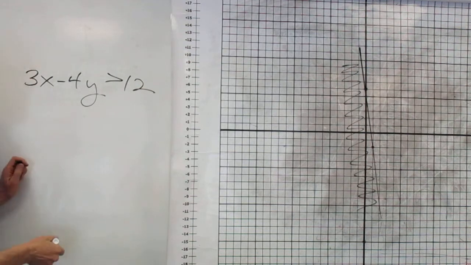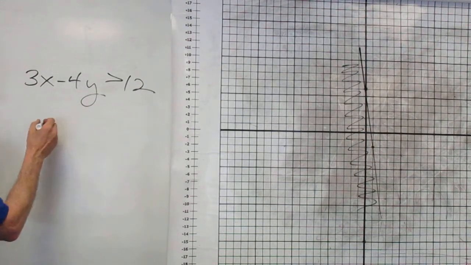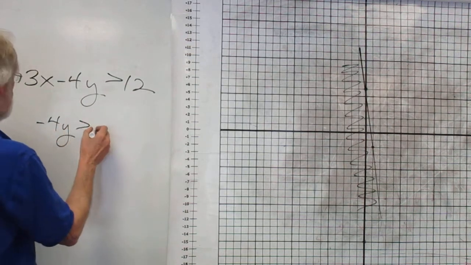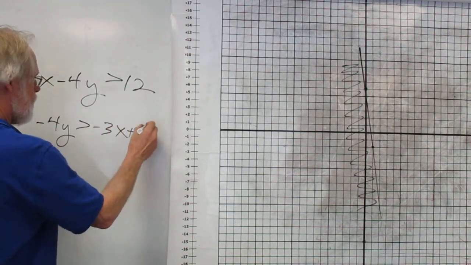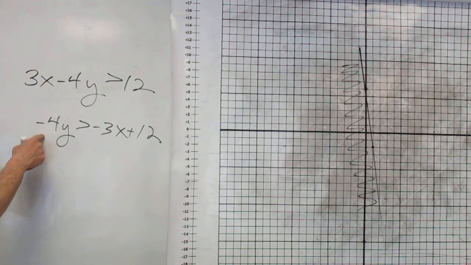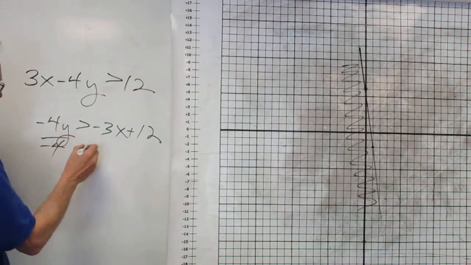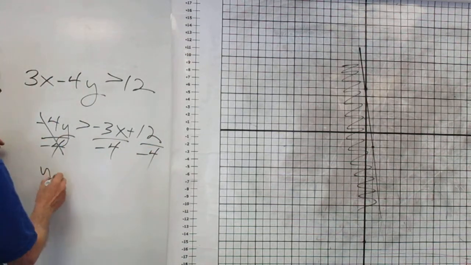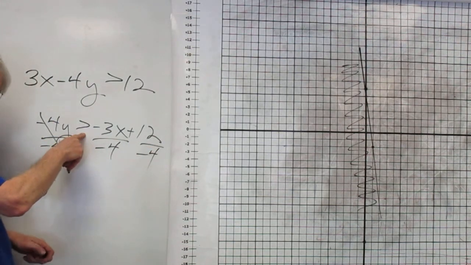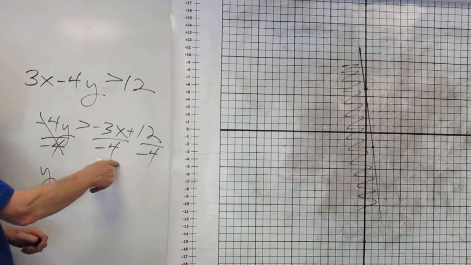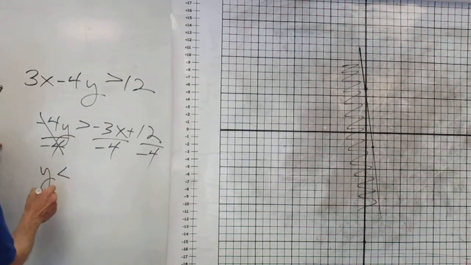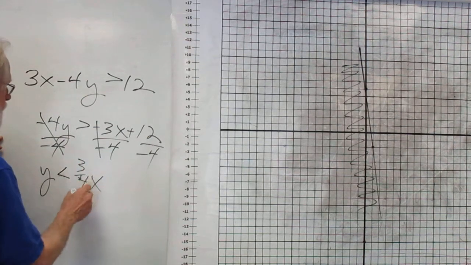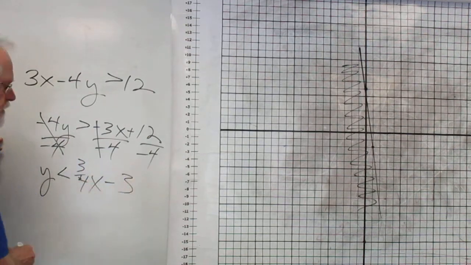Okay, very basic one. I'm going to subtract the 3x. So I get negative 4y is greater than negative 3x plus 12. I have to divide by negative 4 now. Negative 4 and negative 4, those cancel. I get y. This sign, remember to switch it because we're dividing by a negative. So it becomes y is less than 3/4 x minus 3.